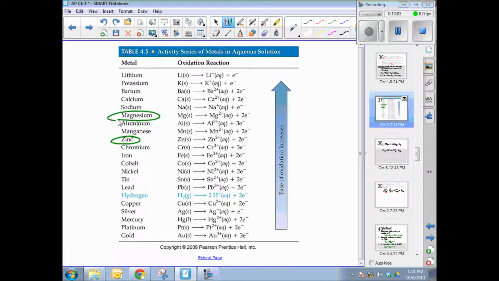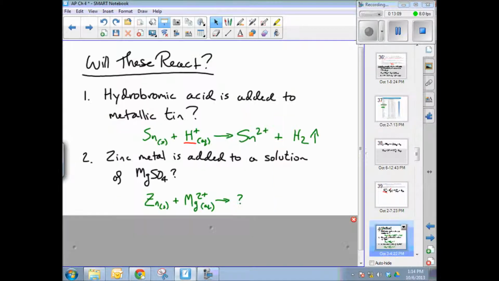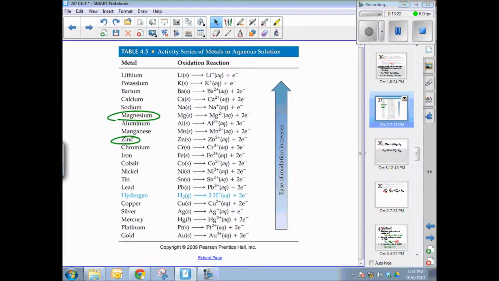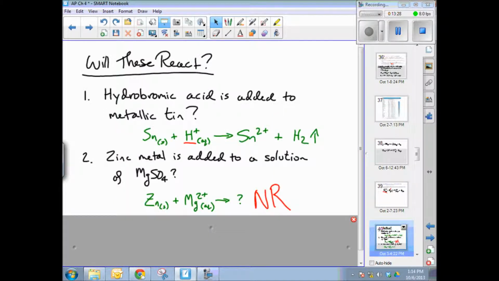So look, magnesium is more reactive. It wants to be an ion. It wants to give up its electrons. And in our example, magnesium already is an ion, so there will be no reaction here. No reaction occurs. So the higher up metal is already an ion. The magnesium, again, back to this slide, is higher up on the activity series. All right, let's look at one more example here.